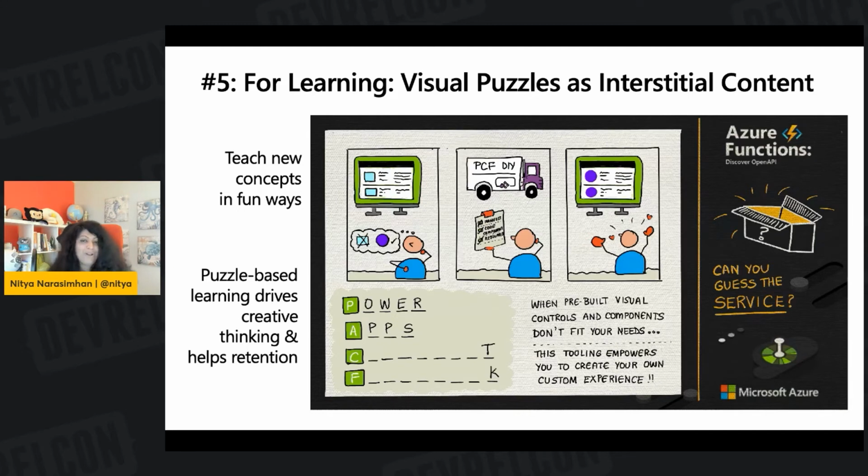Also, this is an example of a little puzzle that's actually explaining Power Apps component framework. Because I have put this image, it will stick in your head and you're likely to remember the service longer. And going back to visual metaphors, now I should be able to use this metaphor of, hey, there's a DIY truck that pulled up and did something, to teach other things.